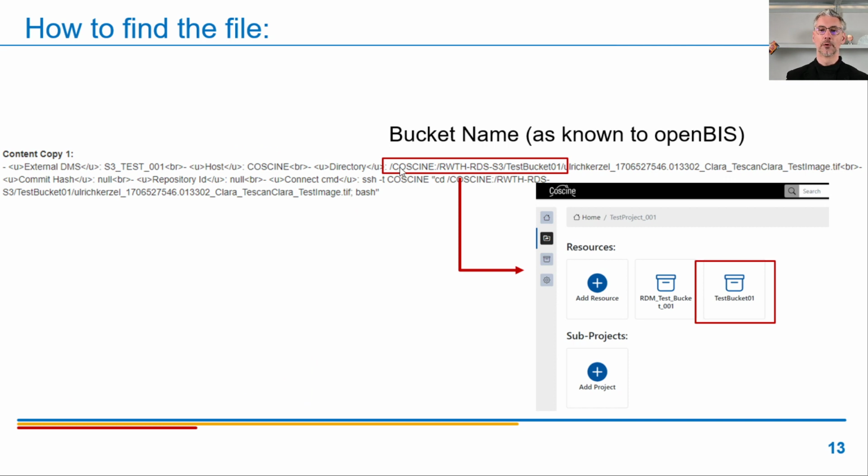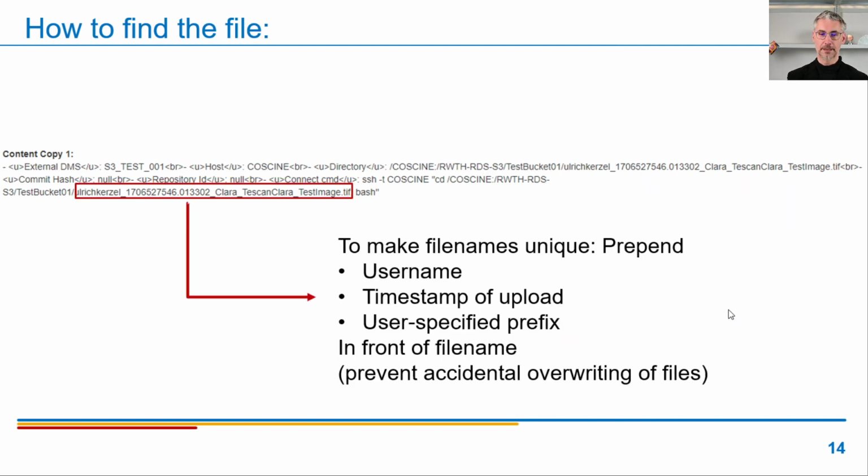Looking at a bit more detail, it's in Cosine, and this is the configuration that we specified for where this file will be stored. So we can go to this place in our Cosine interface, for example, and look at the test bucket. And here is the file name. As we said, we can prepend information. For example, this was called test image originally. Then I gave it some prefix.